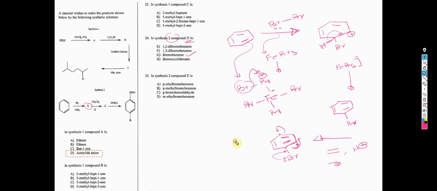Okay, so you can either have an ortho substituted product or a para substituted product. Both of these will form. Okay, so bromine is an ortho para director. Keep that in mind, because it has a lone pair.